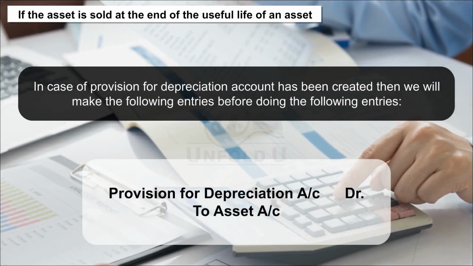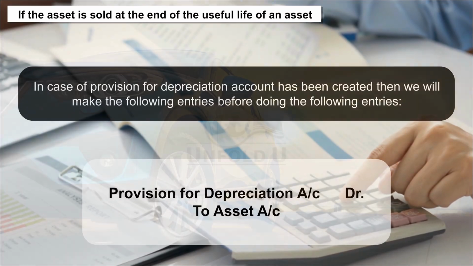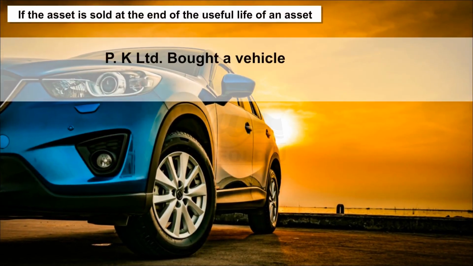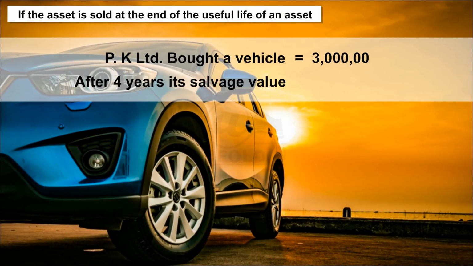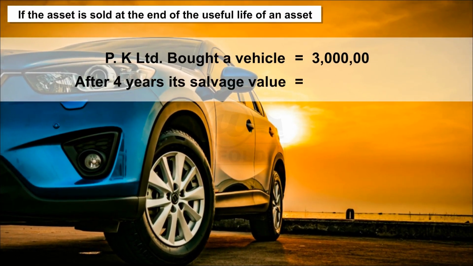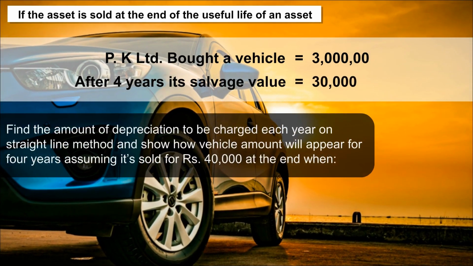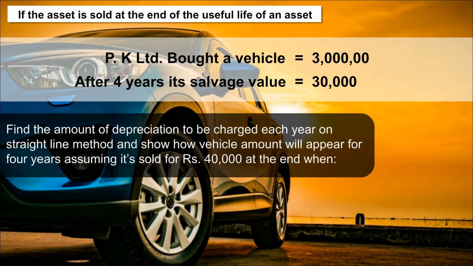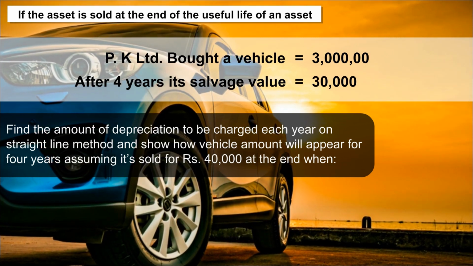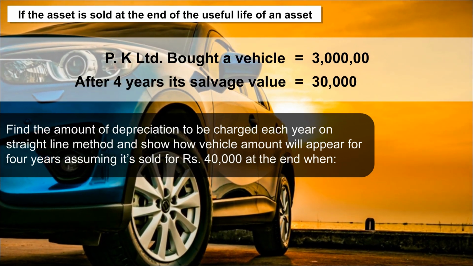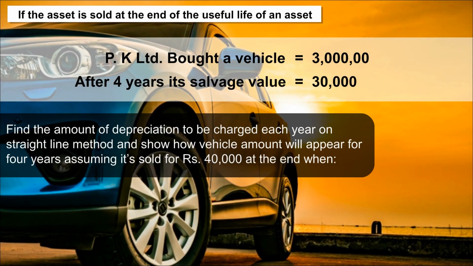Provision of depreciation account, debit to asset account. For example, PK Limited bought a vehicle for 3 lakh rupees. After 4 years, its salvage value is estimated at 30,000. Find the amount of depreciation to be charged each year on the straight line method and show how the vehicle amount will appear for 4 years, assuming it's sold for 40,000 at the end, when A.